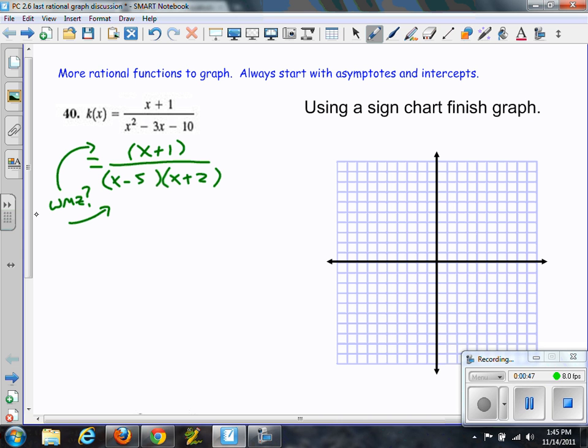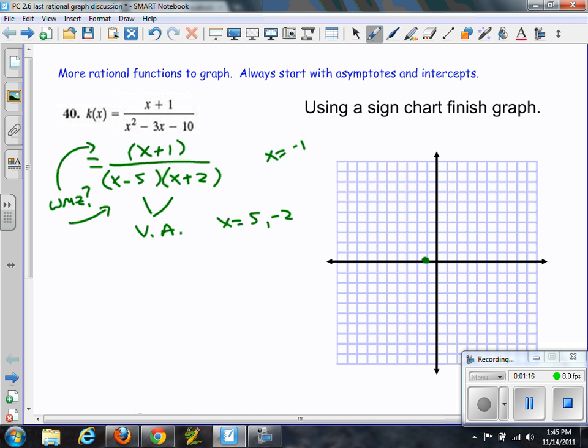So I'm going to look at what makes 0 there and there. On top, on the numerator, if I ask what makes 0 on the numerator, I get an x-intercept of negative 1, and I'm going to put that dot. Down at the bottom, I've got vertical asymptotes. These are going to be our VAs. They would be holes, but none of them are removed. So our vertical asymptotes are at x equals 5 and negative 2.